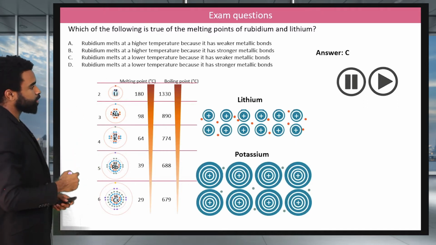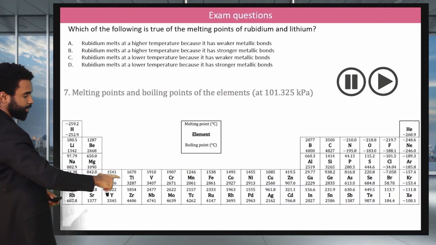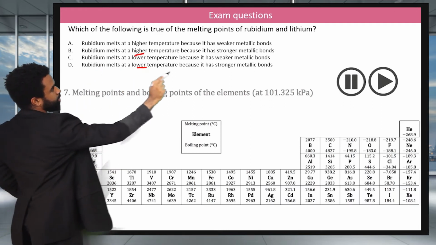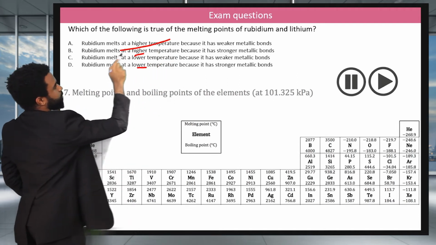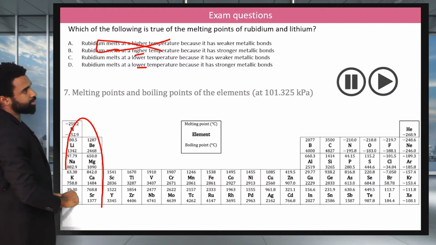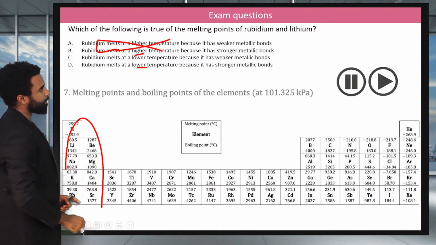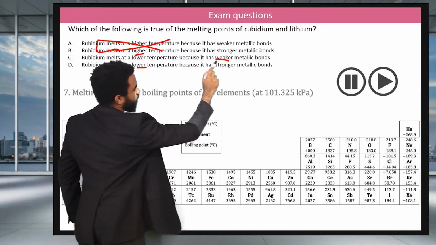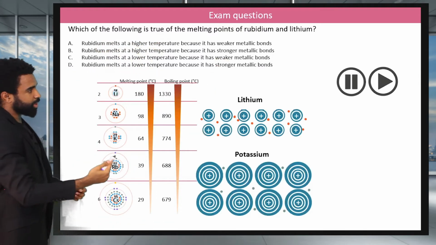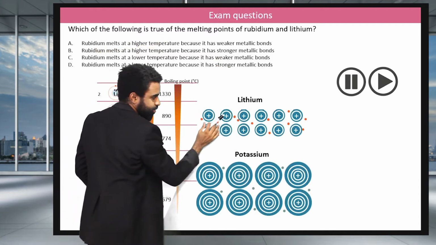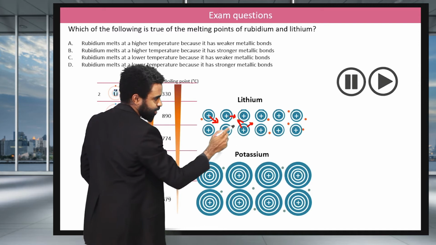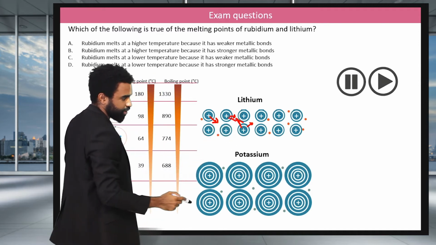So you should have been able to deduce from this that rubidium melts at a lower temperature than does lithium, so you can easily cross out those two. You'd have access to this on the exam, and you can deduce that fact. Now the question is, does it have a weaker or a stronger metallic bond than lithium? If we look at this picture, we should recall that smaller ions will have stronger metallic bonds because they're better able to reach across to attract those free electrons.